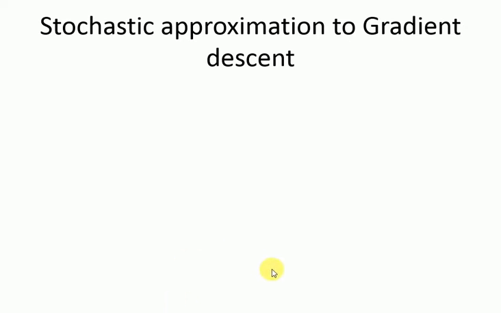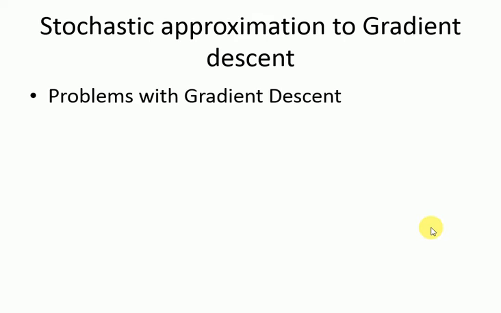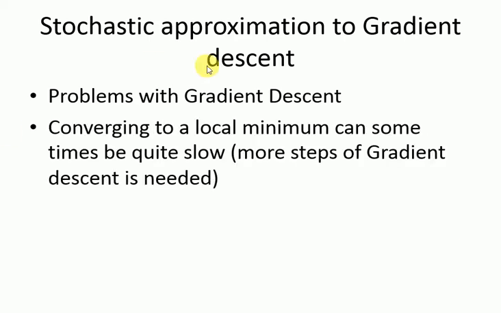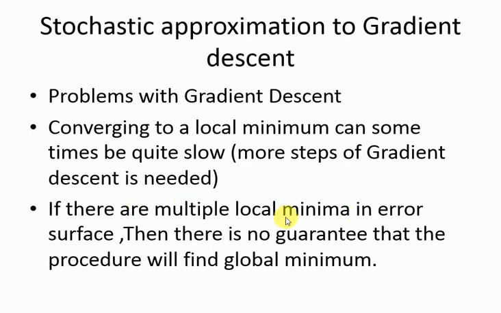Next one is the stochastic approximation to gradient descent. The problem with gradient descent is that whenever there are many local minima, that is many local solutions, and possibly a lot of small errors, it takes too many steps to find the solution in gradient descent. So that is one problem: there are too many steps.